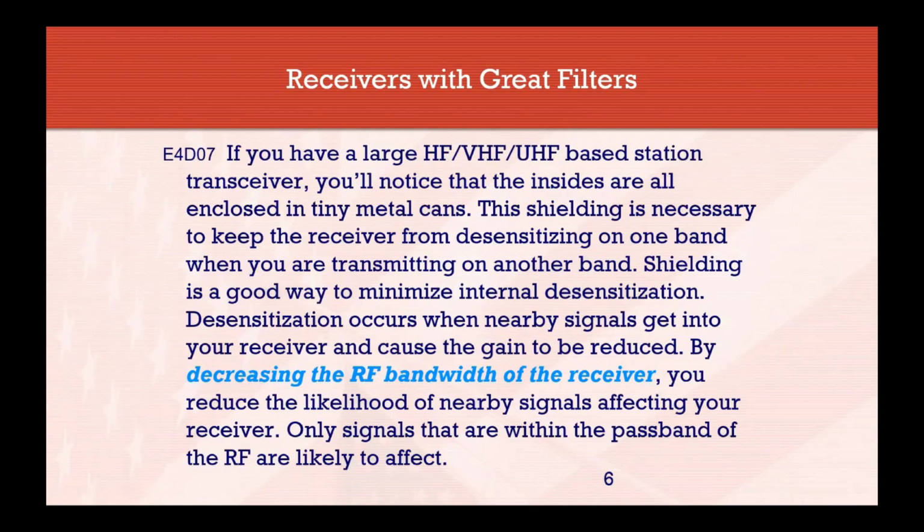Okay, let's see. By decreasing the RF bandwidth of the receiver, you reduce the likelihood of nearby signals affecting your receiver. I think that just makes sense. Wide bandwidth gives you a wider selection of signals. Decreasing the bandwidth, narrowing the bandwidth, narrows what you can receive. I mentioned the shielding inside the radio, those little metal cans that have coils and things inside. Those are shielded in order to prevent interference from things coming in from the outside. And BJ's coming in. Let me get him in there.